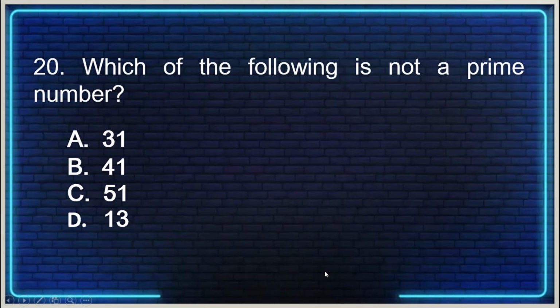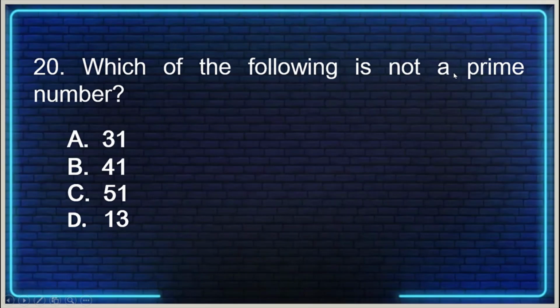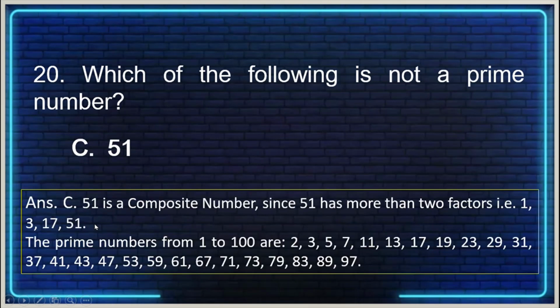Okay, so 20. Which of the following is not a prime number? A. 31, B. 41, C. 51, and D. 13. The answer is 51 because 51 is a composite number since 51 has more than two factors: 1, 3, 17, and 51. And on the list here, the others are the prime numbers. Okay, so that would be all.